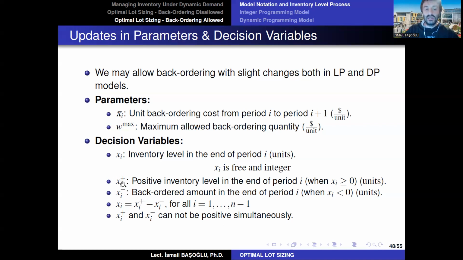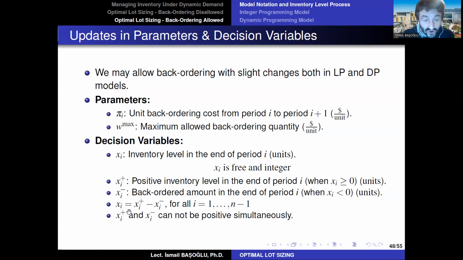So xi plus is equal to xi when xi is greater than or equal to 0. If the ending inventory level is greater than or equal to 0, then the positive inventory level in the end of period i is also equal to the same value. Now, xi minus, however, is the backordered amount in the end of period i. So if you end up with a negative inventory level in the end of period i, that backordered demand amount in the end of that period is denoted by xi minus. Whenever the ending inventory level xi is less than 0, we say that xi minus is equal to the absolute value of that negative value.